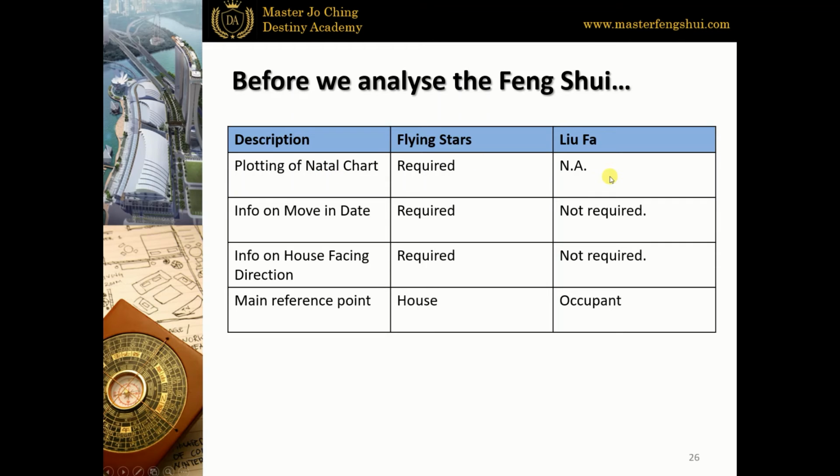For Liofa, we do not have a natal chart per se. We do not require the move-in dates. We do not require the house facing direction. And the main reference point now shifts towards the occupant. We call it the one body, one Tai Chi.